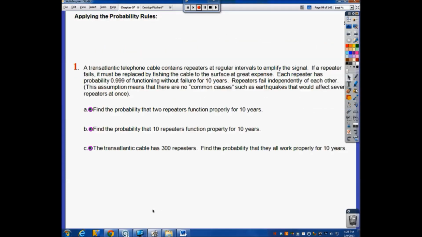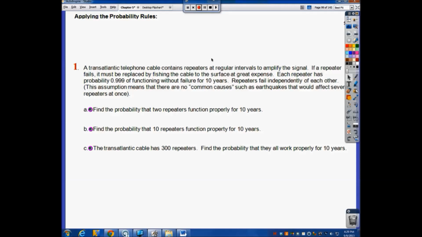So applying our probability rules here. First example, a transatlantic telephone cable contains repeaters at regular intervals to amplify the signal. If a repeater fails, it must be replaced by fishing the cable to the surface at great expense. Each repeater has probability of 0.999 of functioning without failure for 10 years.